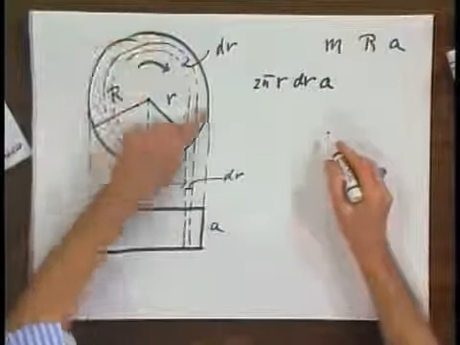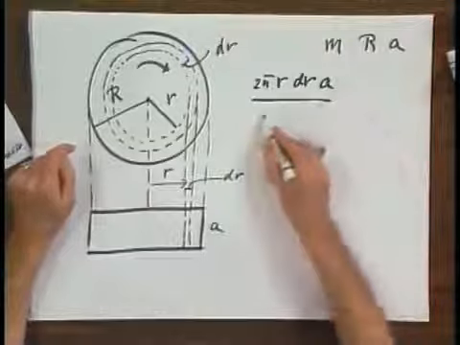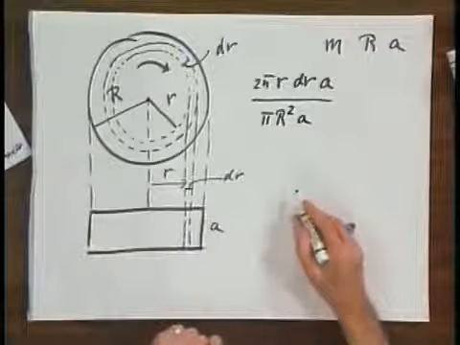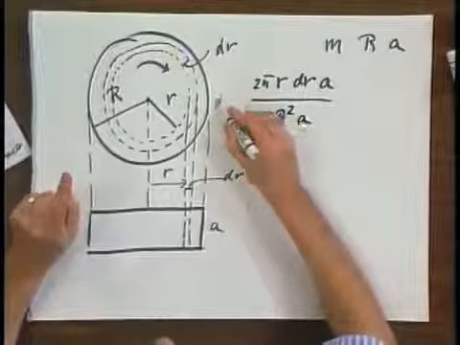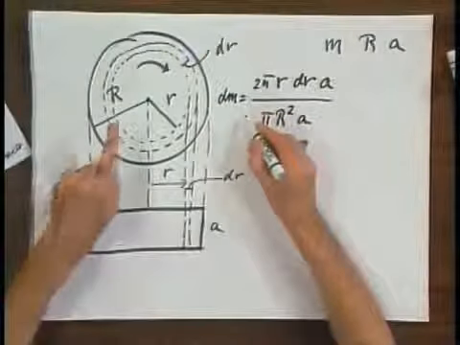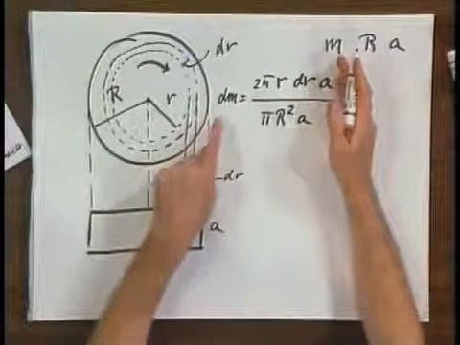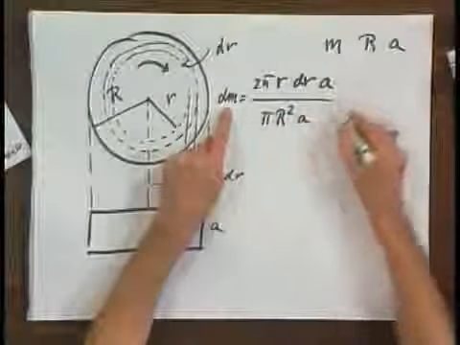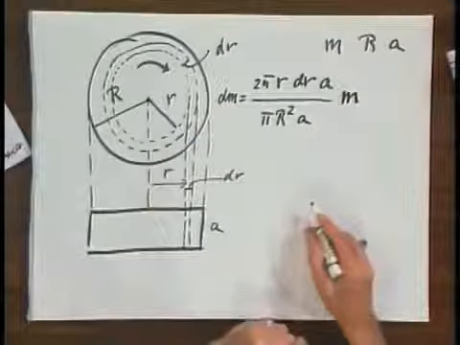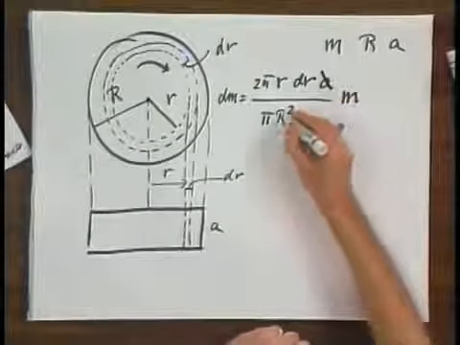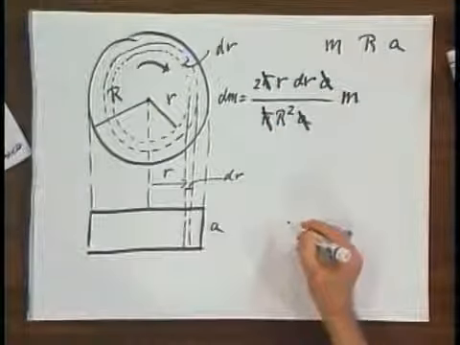What is the total volume of this cylinder? That would be pi r squared times a. So the mass that is in this ring is, this is the fraction, and so the total mass in this ring, dm, is the fraction of the total mass multiplied by the mass of the disk. You see, a cancels and pi cancels.